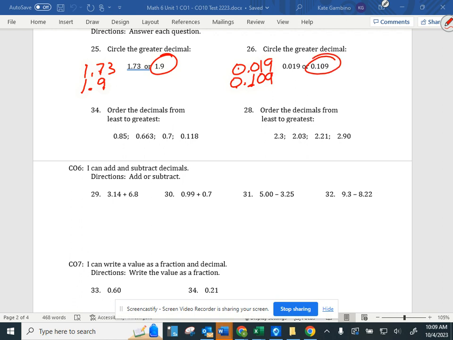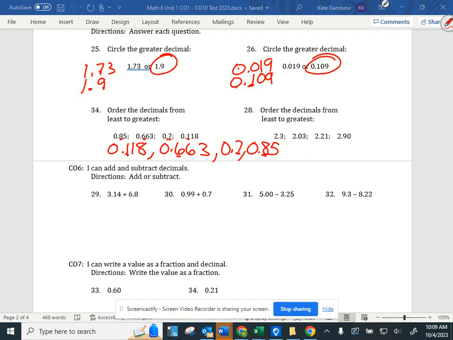Now putting them in order, again, I can stack them, and I will see that 0.118 has that 1 in that tenths place. That's the smallest. Then 0.663, that 6 is next. 0.7, 0.85. So we're comparing those tenths places, because the ones places are all zeros. So we look at the tenths place.